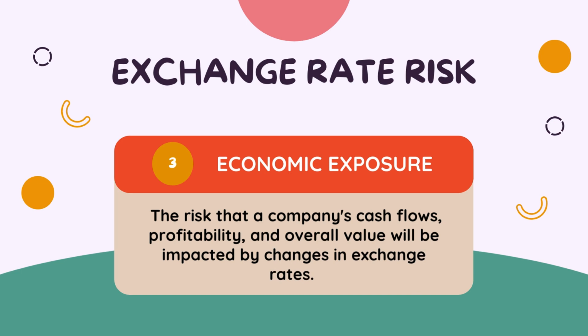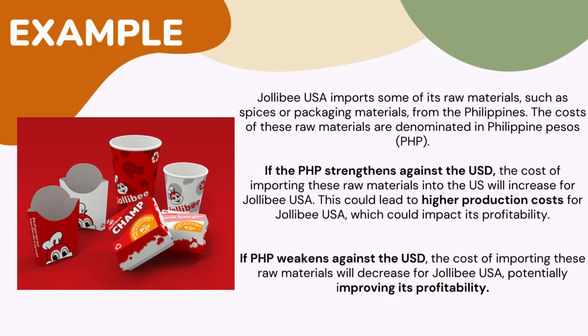So for example, Jollibee USA imports some of its raw materials, such as spices or packaging materials, from the Philippines. The cost of these raw materials is denominated in Philippine peso. If the Philippine peso strengthens against the US dollar, the cost of importing these raw materials into the US will increase for Jollibee USA. This could lead to a higher production cost for Jollibee USA, which could impact its profitability.